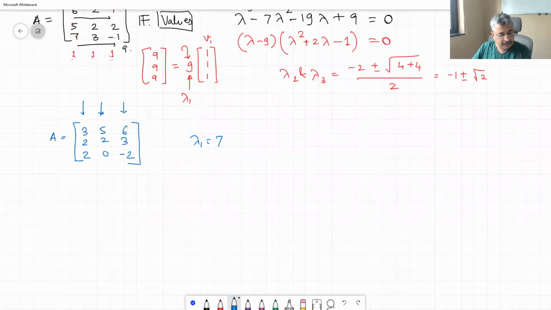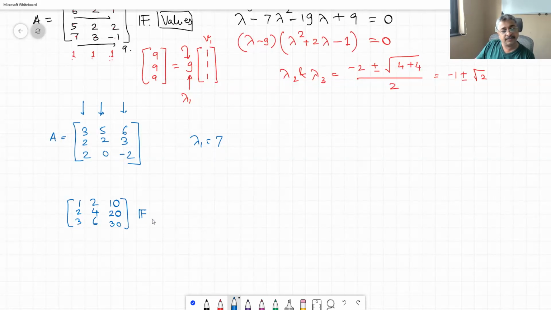Next thing is, suppose I give you matrix A: 1, 2, 3, 2, 4, 10, 20, 30. Now find out the eigenvalues and eigenvectors of this. It is a special matrix.